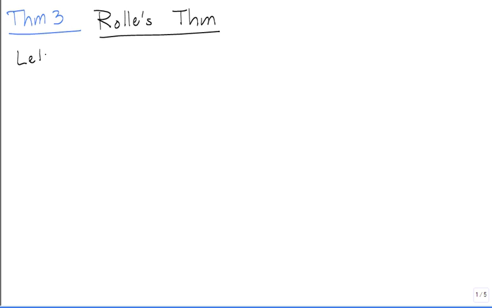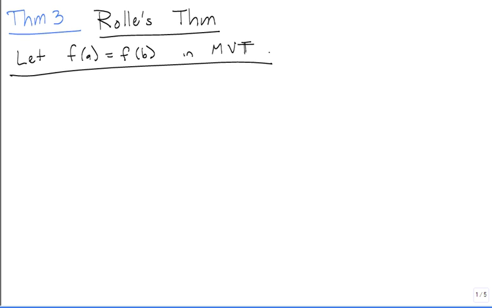Okay, first off, let f of a equal f of b. This is where your endpoints are equal in the mean value theorem. So if your endpoints are equal, you have Rolle's theorem. So it's just a special case.